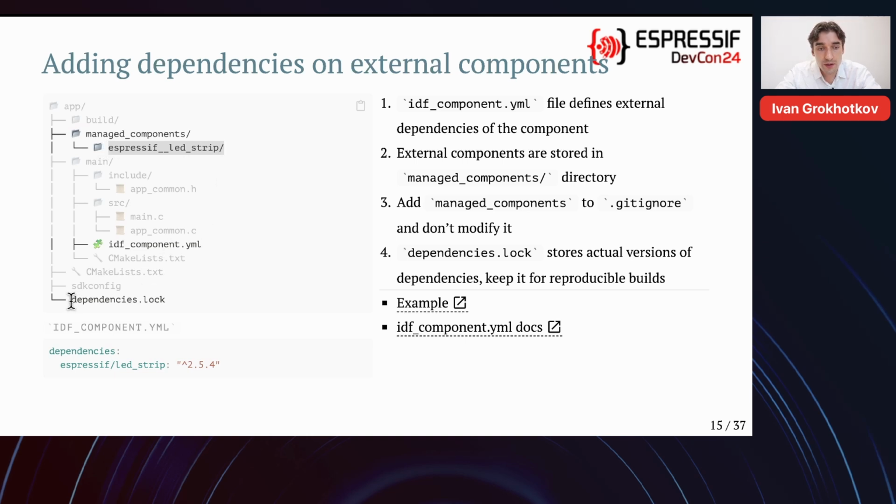Additionally, there is going to be a file called dependencies.lock, which will contain actual versions of all the dependencies, meaning that if you want to achieve reproducible builds, then it's recommended to keep this file around. You can also achieve reproducible builds by specifying exact versions of dependencies in the manifest file, but the lock file gives you a better guarantee.